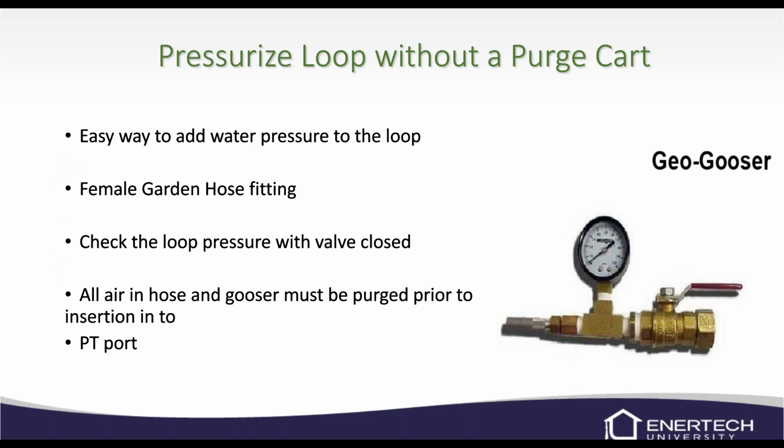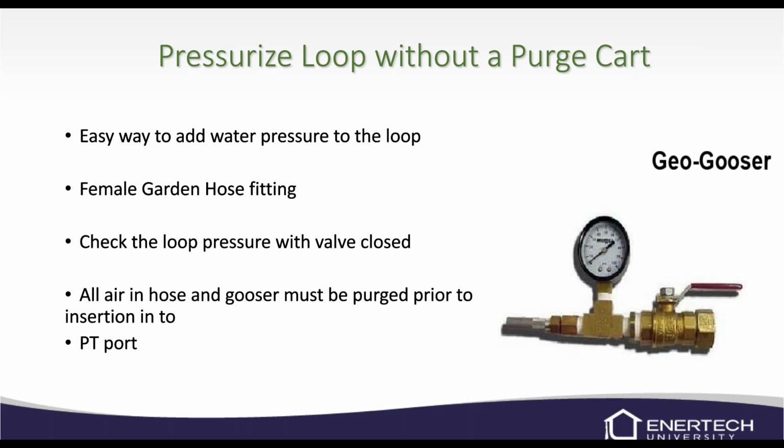So we'll go ahead and get started on some of the procedures, some of the tools that we will use. If you ever have a problem with a pressurized loop and you have problems with it losing pressure, I'd recommend purchasing this tool. We call it a loop gooser or a geo gooser, and it's an easy way to add pressure to a loop when you have a pressurized flow center. Obviously, with the pressurized flow center, you've got to have pressure so the pumps don't cavitate.